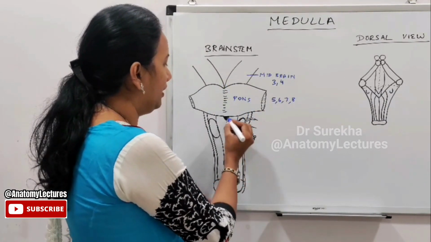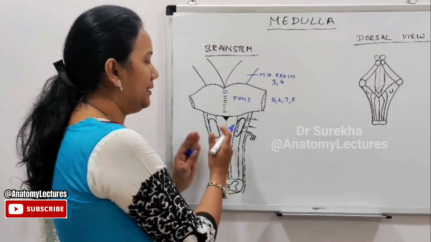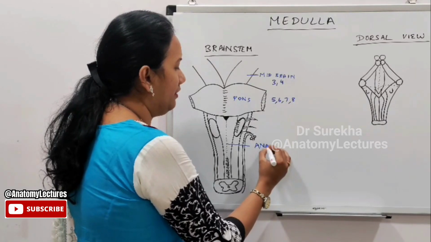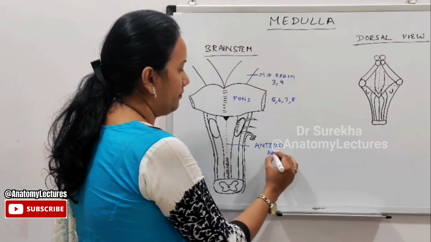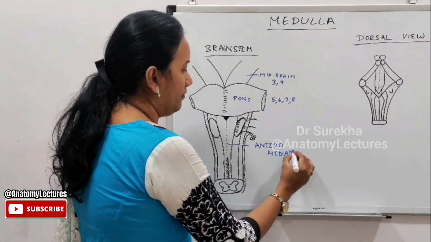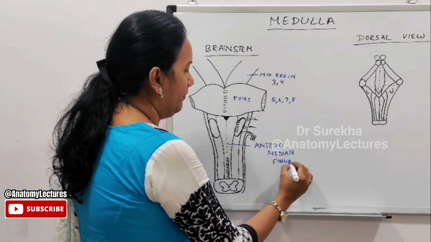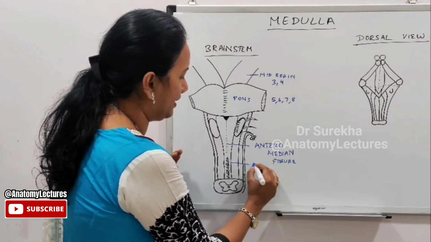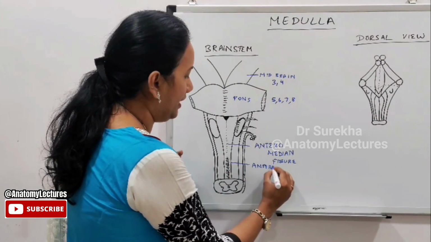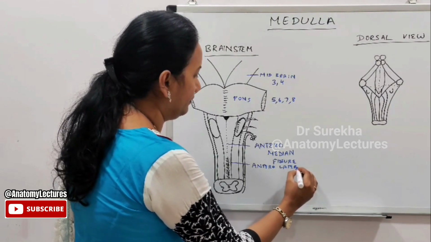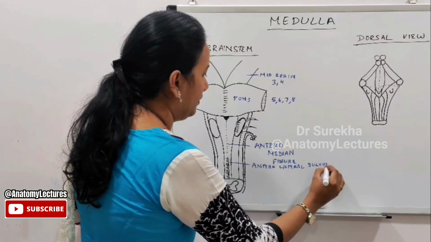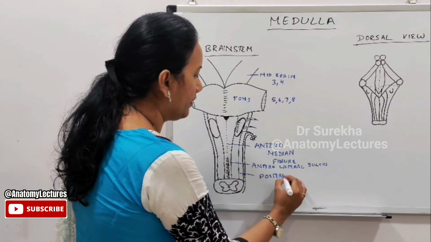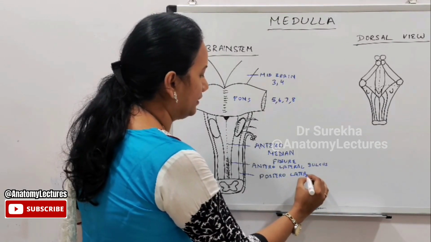The ventral part of the medulla is divided into two equal halves by the anteromedian fissure. Lateral to that you have the anterolateral sulcus. And even lateral to that you have the posterolateral sulcus.